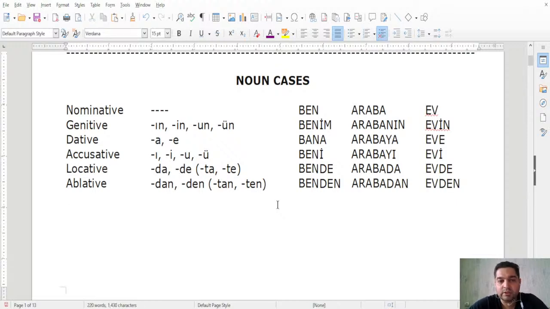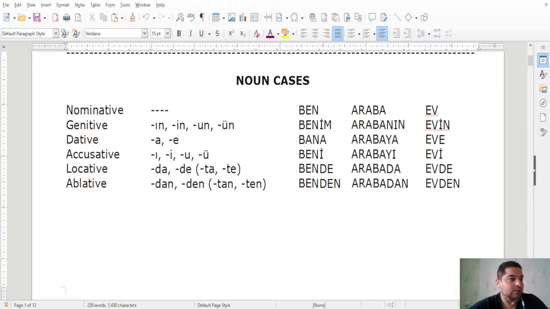Of course each of these has a separate meaning. For example, the ablative case dan, den almost always means from. Da, de almost always means in, at, on, and so on. So let's go to our sentences now and see the examples. I have selected again 10 sentences for analysis.